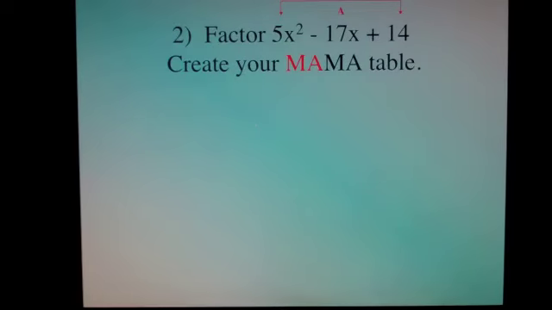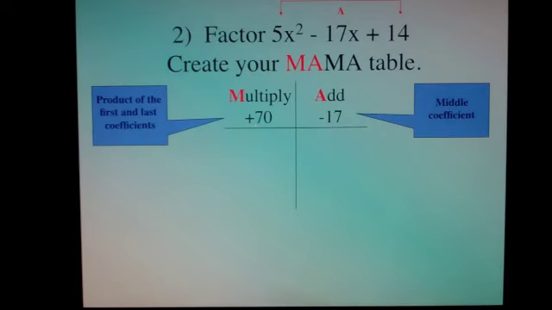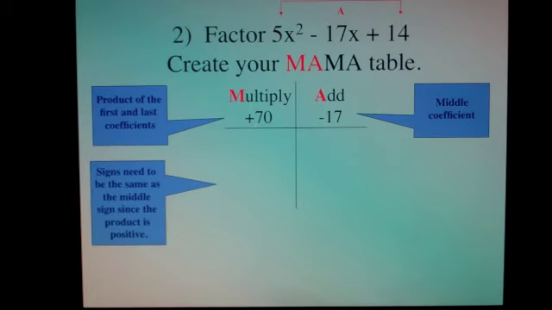Now we're going to create a mama table for this: 5x squared minus 17x plus 14. 5 times 14 is plus 70, and the middle coefficient is negative 17. So we need to have signs of the numbers in this column be the same since the product is going to be positive. Negative 1 times negative 70, negative 2 times negative 35, negative 7 times negative 10, and we have on the other side a winner. Negative 7, negative 10 yields negative 17.